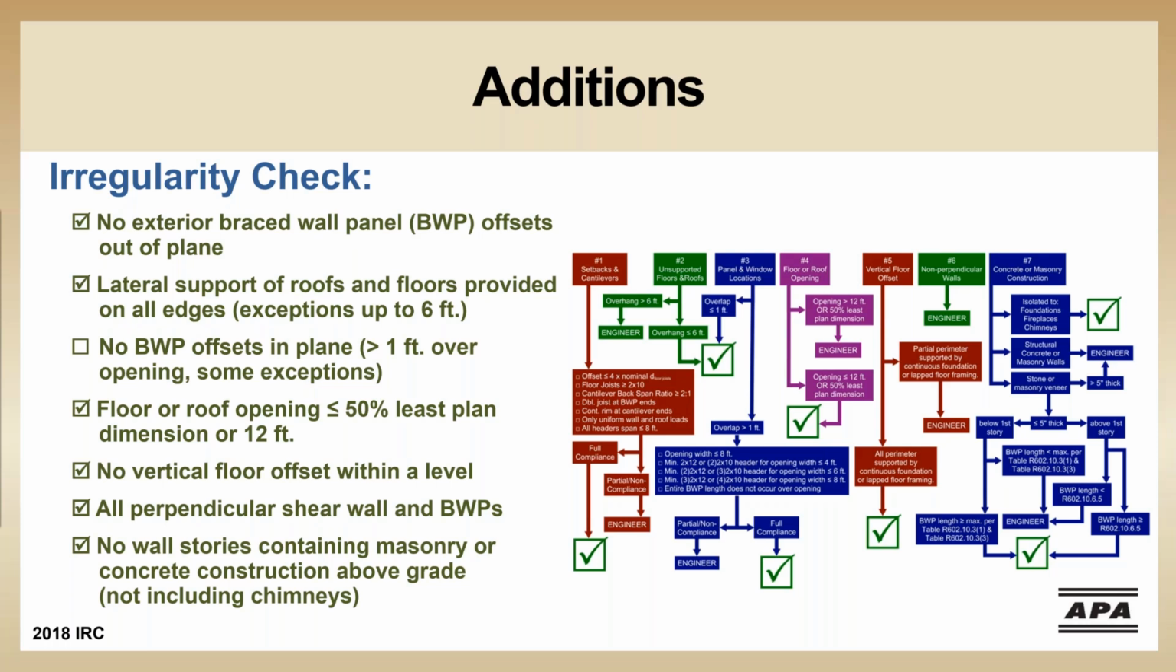If your existing home has an irregularity, but the addition passes the irregularity checklist, you'll want to verify with the local jurisdiction that they will accept prescriptive wall bracing for the new addition. If the irregularity of the existing home doesn't affect the addition, it might be acceptable to be designed prescriptively. Any shared braced wall lines between the addition and existing structure would require more rigorous design analysis.